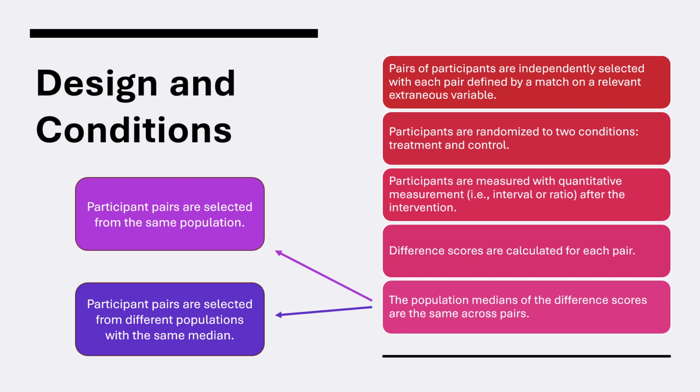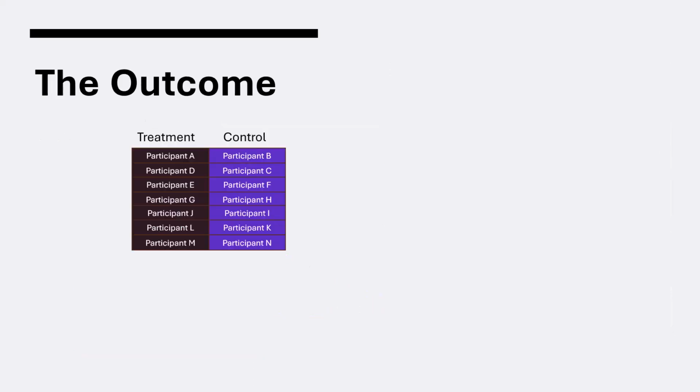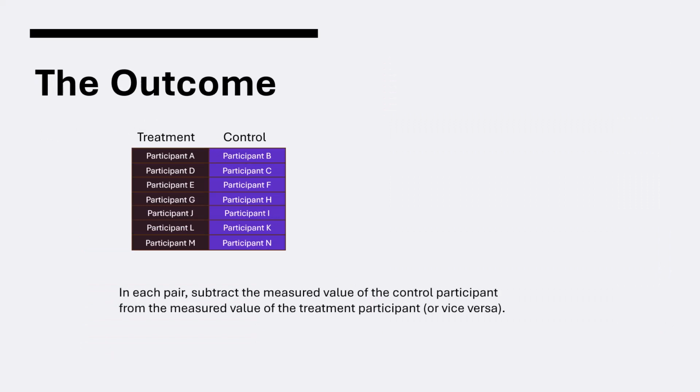So in practical terms, if you want to have the full array of statistical inference tools at your disposal, you will select participant pairs from the same population. If, however, your primary interest is in whether the treatment has any effect at all across a variety of populations, you can select participant pairs from the different populations and test the single null hypothesis that the median of difference scores is 0.